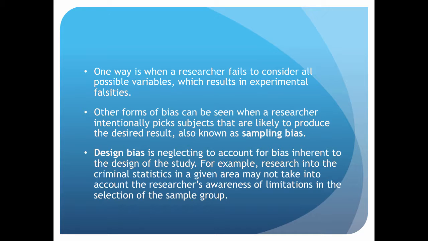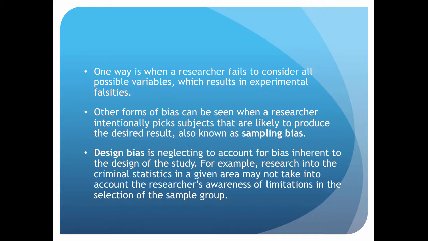Other forms of bias can be seen when a researcher intentionally picks subjects that are likely to produce the desired results, also known as a sampling bias. That's a very common one, especially for students, because you want to write about fill in the blank. You know where you want to go. It should actually be the other way around. You want to know where you want to go. You just don't know where that is, so you're going to do research.